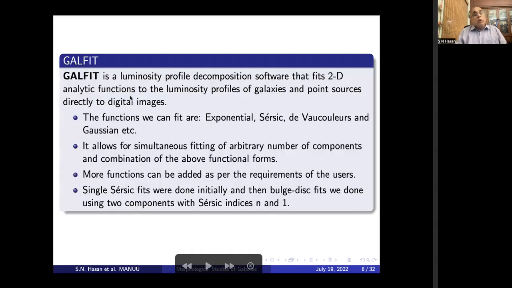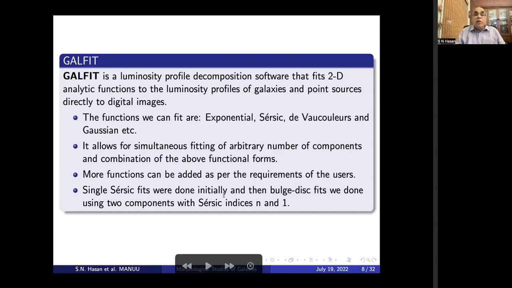GALFIT was used for profile decomposition. GALFIT is a luminosity profile decomposition software that fits 2D analytic functions to the luminosity profiles of galaxies and point sources directly to digital images. The functions we can fit are exponential, Sersic, de Vaucouleurs, and Gaussian, and many others. It allows for simultaneous fitting of an arbitrary number of components and combinations of the above function forms. More functions can be added as per the requirement of the user.